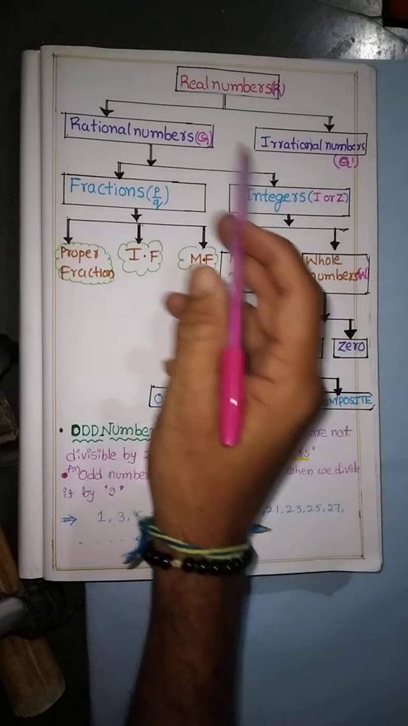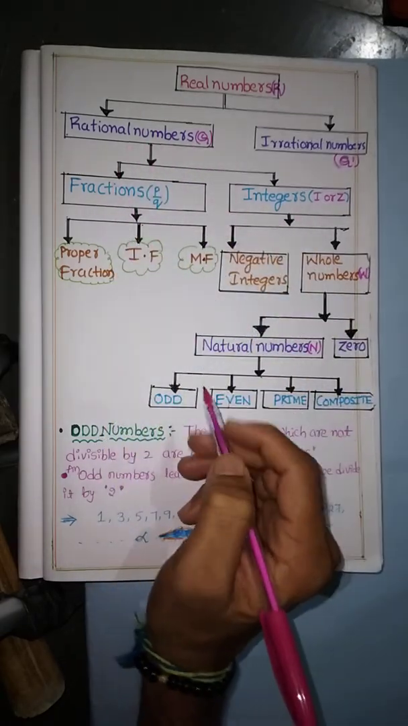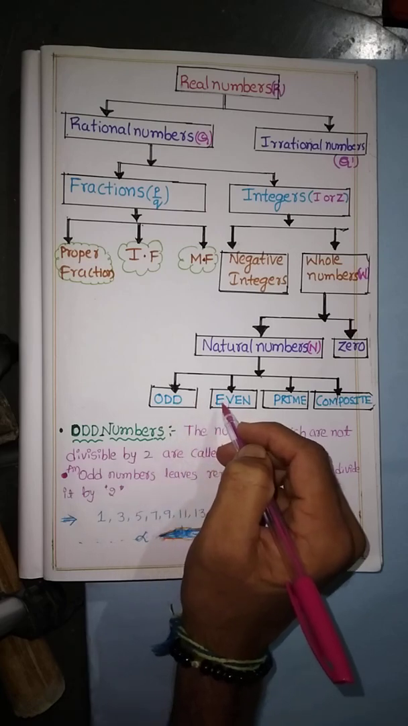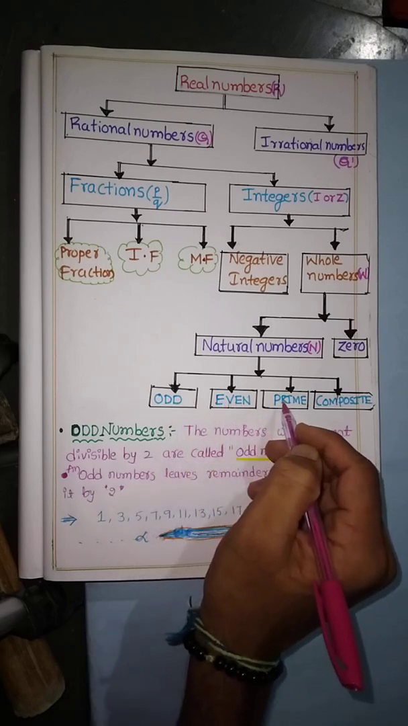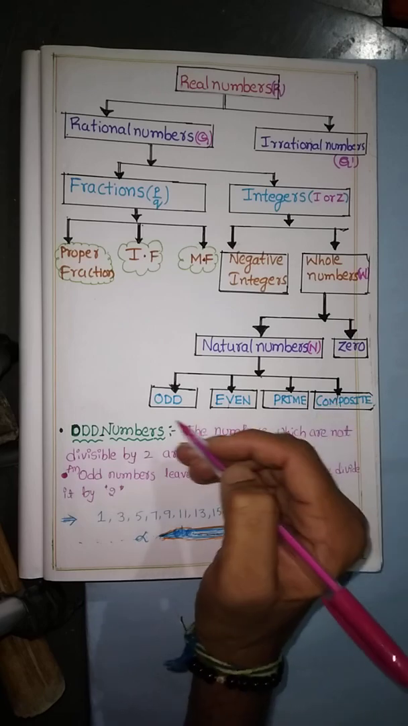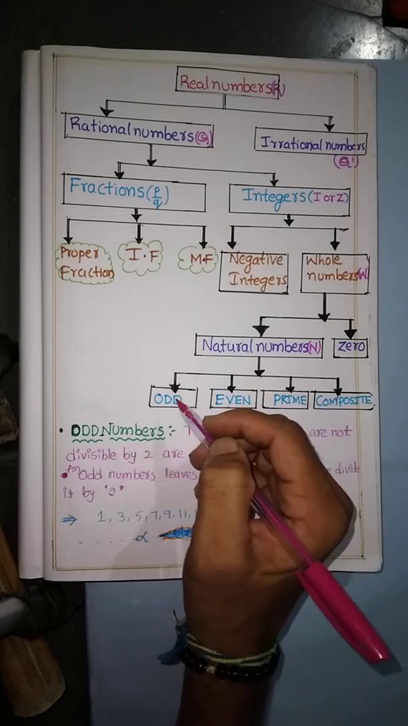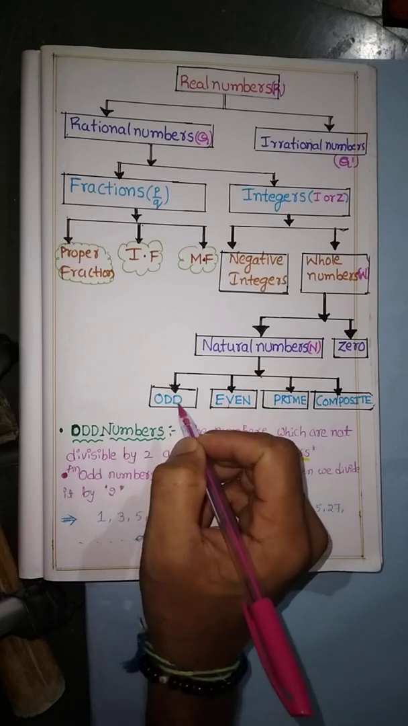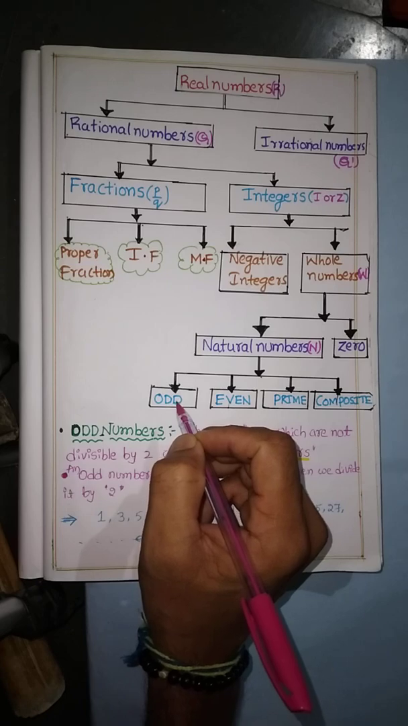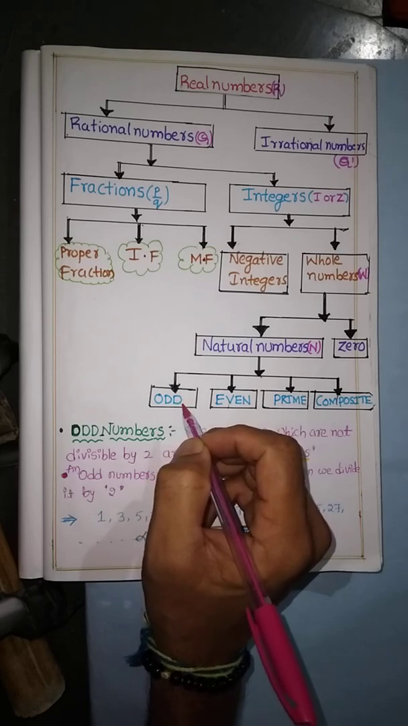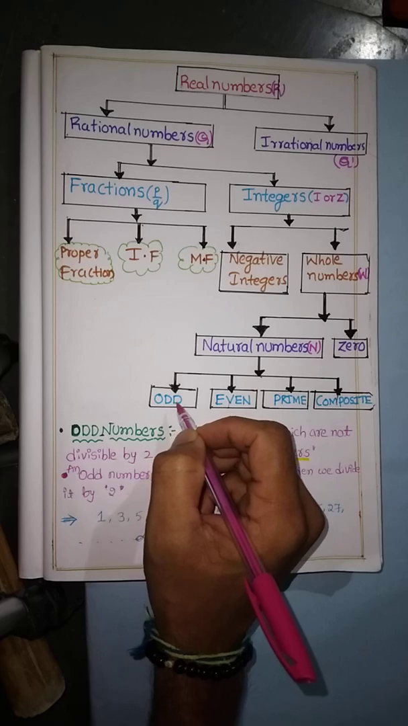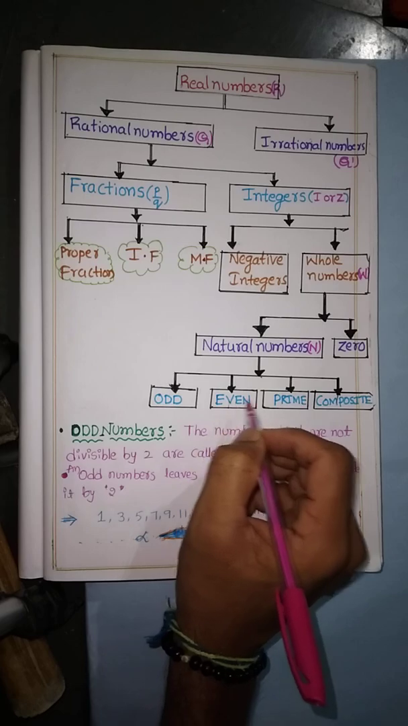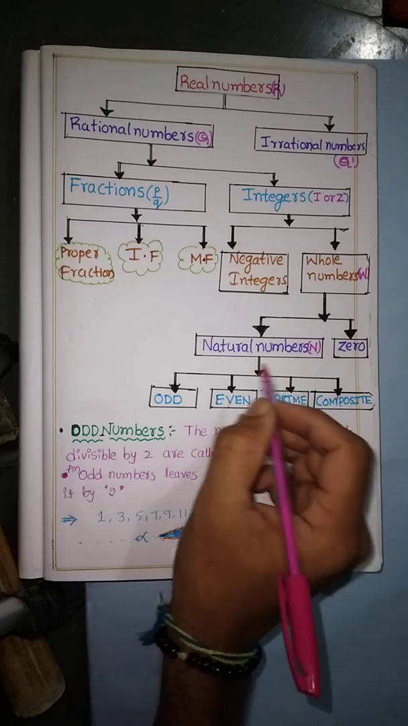For a clear-cut idea of real numbers, you must learn from here: odd numbers first. Then you can learn about even numbers, then prime numbers and composite numbers. You can follow it like this. First we need to learn about odd numbers. I hope you learned about odd numbers in your previous classes. The concept of odd numbers is covered in second and third class. Then even numbers, prime numbers, composite numbers, whatever it may be.